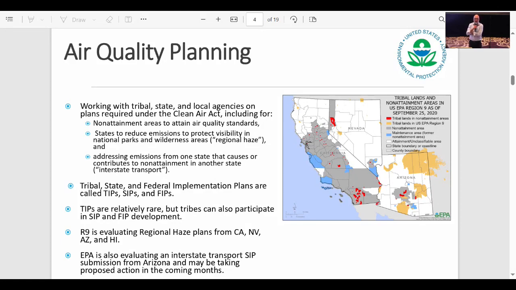Part of my goal here, for those less familiar, is to help you know where you might want a role in the process, because obviously you have a unique role.